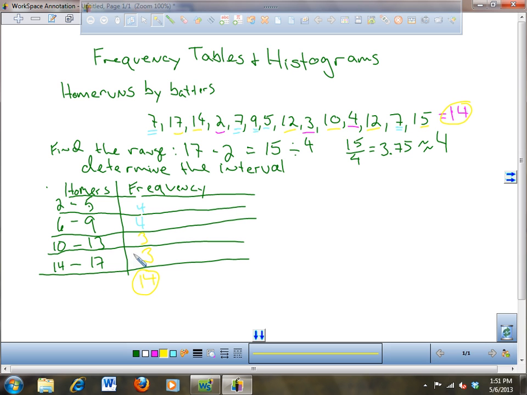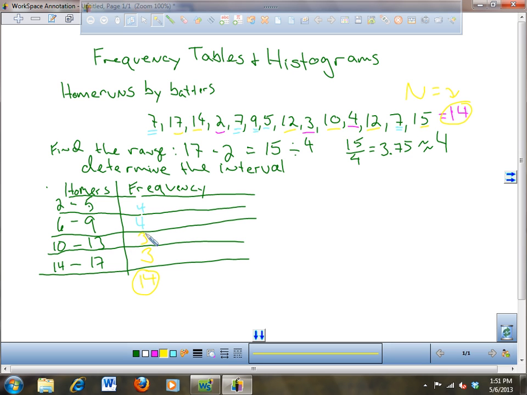Sorry, I missed how you got 14. I added up how many there were. Oh, you add them all up. n equals 14. That's the number of people playing. You add up the numbers of them.